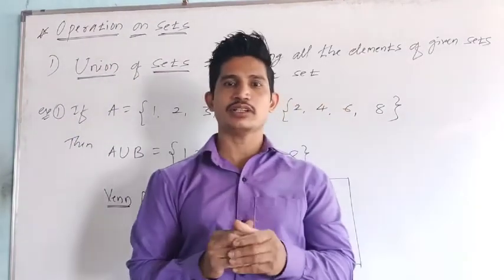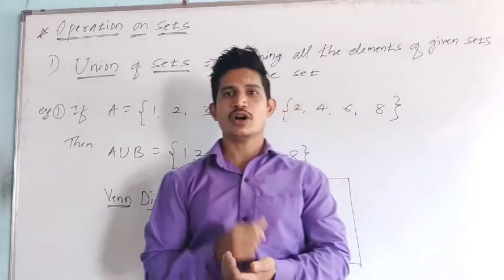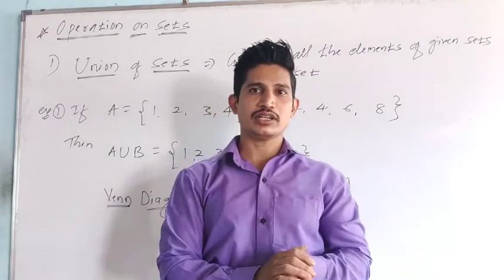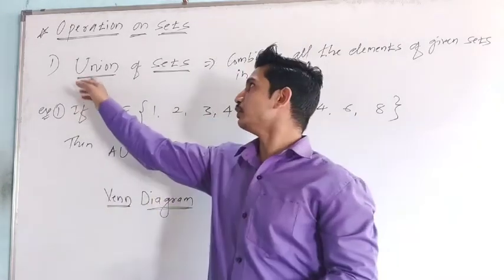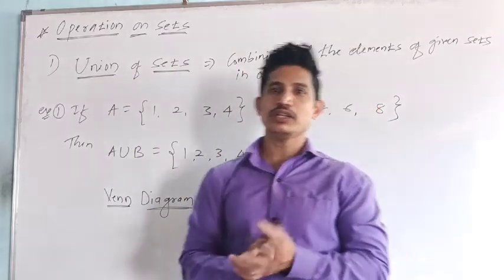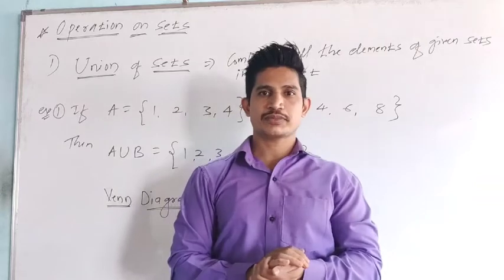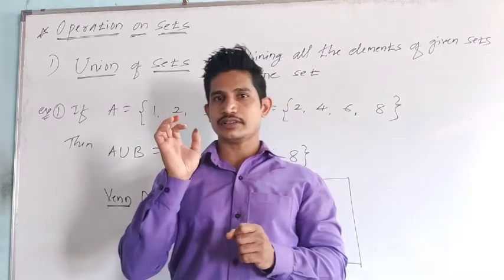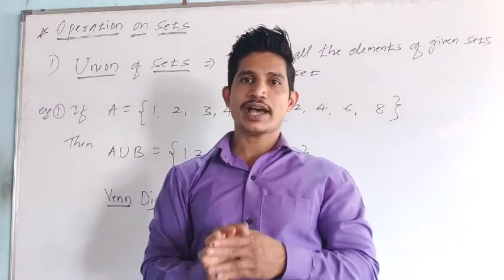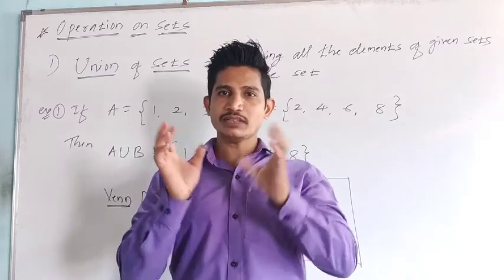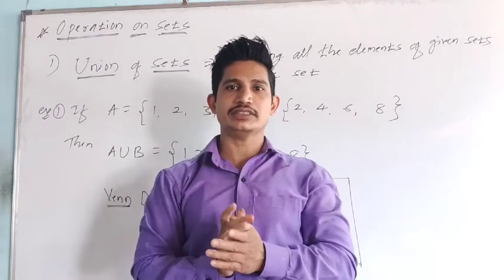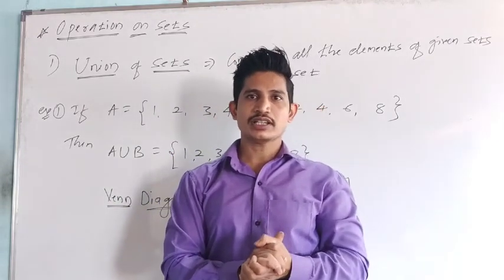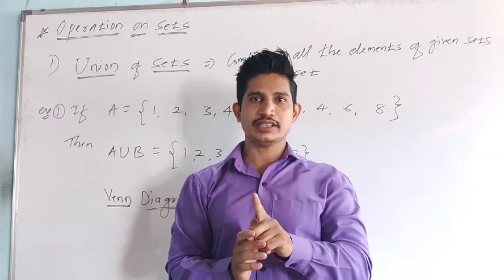The next point is operations on sets. Operation means, if sets are given, what we can do by taking these sets. The first operation is called the union of sets. What is the union of sets? Suppose set A is given and set B is given. All the elements of set A and all the elements of set B, we write combinedly in one set. That is called the union of sets. Writing all the elements in one set is called the union of sets.